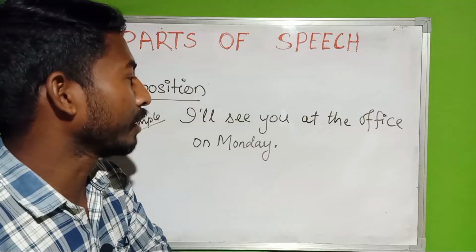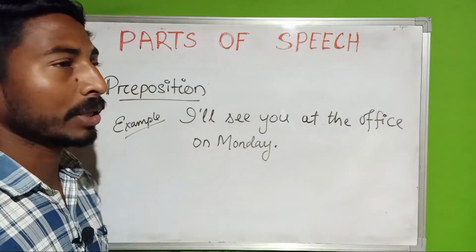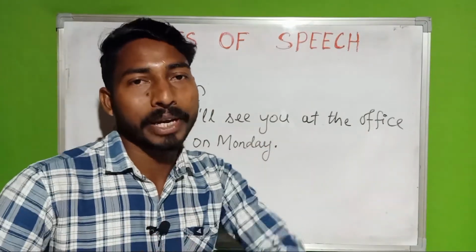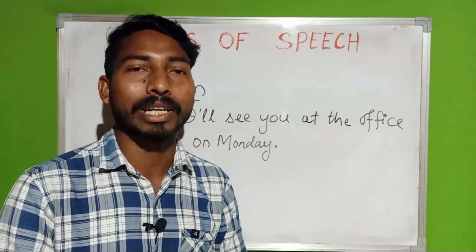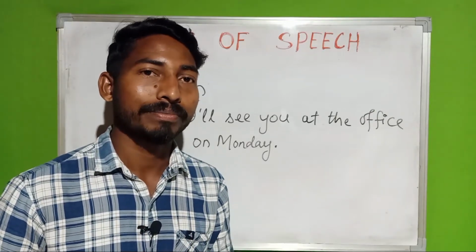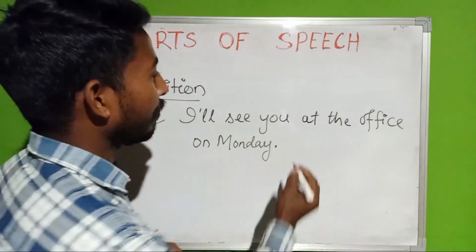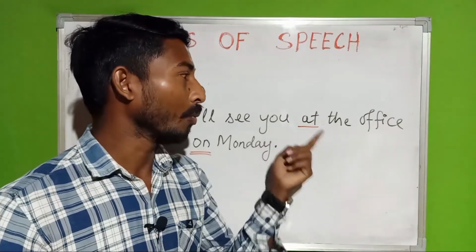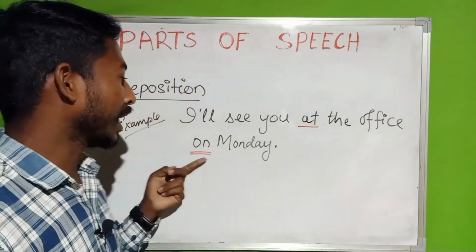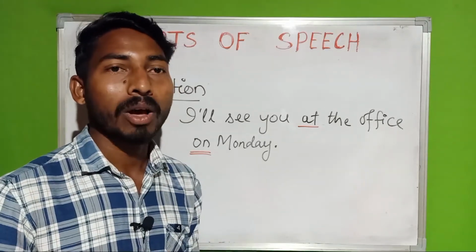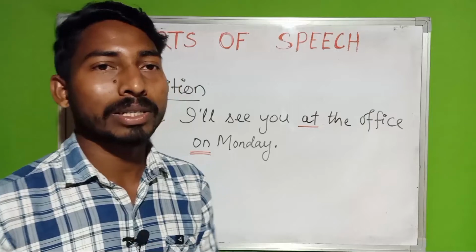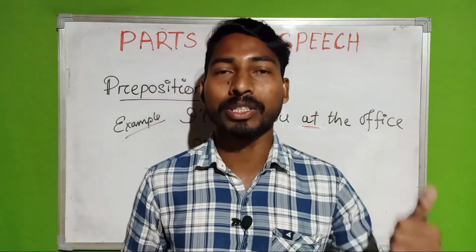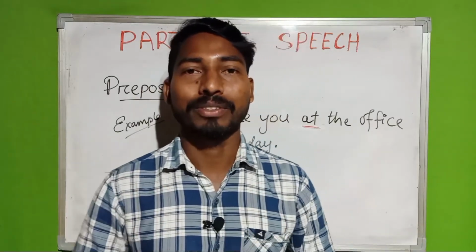This is the sentence we are taking as the example for the preposition: I will see you at the office on Monday. I'll give you a hint: there are two prepositions in this sentence. Can you tell me which are those? Those two prepositions are at and on. The first preposition, at, shows the place, where: at the office. The second preposition shows the time, when: on Monday. So that's what prepositions do. They help us show relationship in time, place, and position.